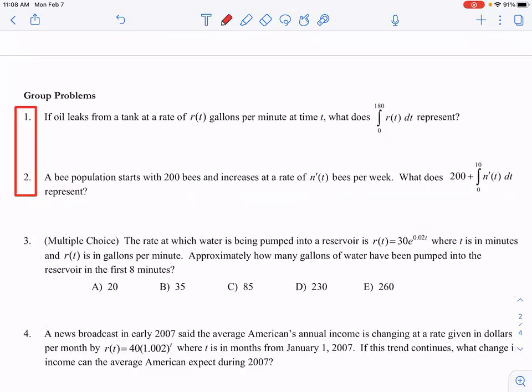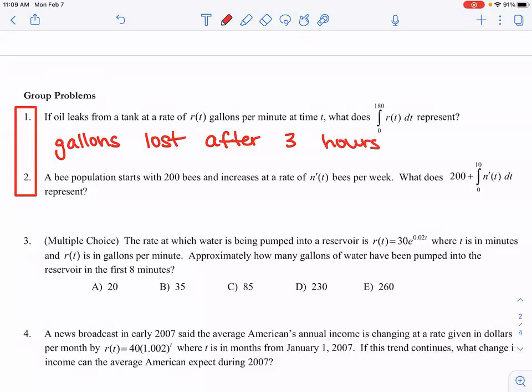All right, let's go ahead and talk about these two. Okay. And number 1, oil is leaking from a tank at a rate of gallons per minute. I take the integral from 0 to 180 of that function. Okay. So, Henry, what does this represent? We said that it was the gallons lost after 3 hours. It's like the change.